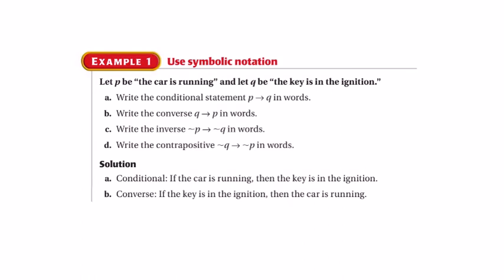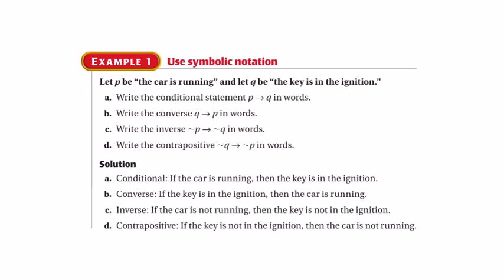And then in order to write the converse, we swap the hypothesis and the conclusion. Alright, so that would be Q implies P. If the key is in the ignition, then the car is running. And then C, the inverse, is not P implies not Q. And that in words is if the car is not running, then the key is not in the ignition. And then finally the contrapositive here, not Q implies not P in words. It would be if the key is not in the ignition, then the car is not running.